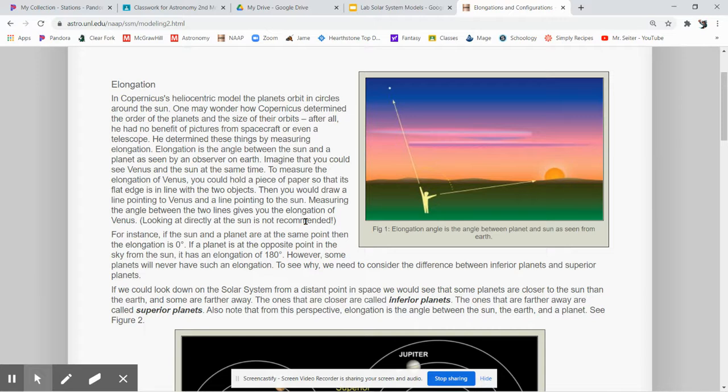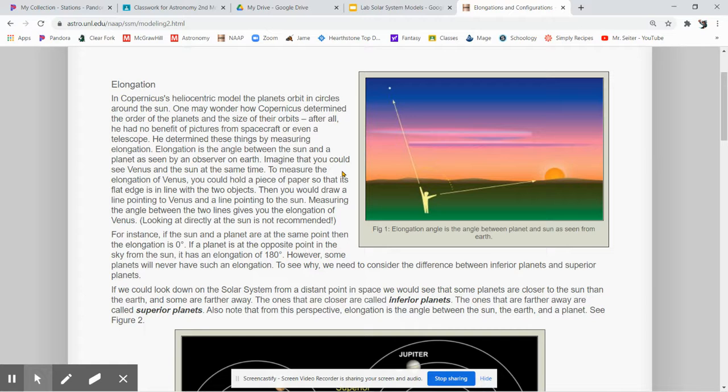Elongation is the angle between the sun and a planet as seen by an observer on Earth. Imagine that you could see Venus and the sun at the same time. To measure the elongation of Venus, you could hold a piece of paper so that its flat edge is in line with the two objects. Then you would draw a line pointing to Venus and a line pointing to the sun. Measuring the angle between the two lines gives you the elongation of Venus.